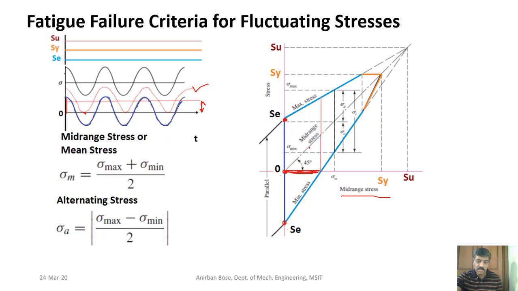Here you can see what has been drawn. One line has been drawn which is exactly 45 degrees with this axis, which is the mid-range stress. So if you plot mid-range stress here, and in the y-axis also plot mid-range stress, so mid-range stress with respect to mid-range stress will be a straight line making an angle of 45 degrees. The equation of the curve is y equal to x kind of a thing.